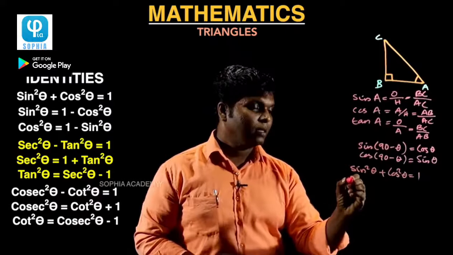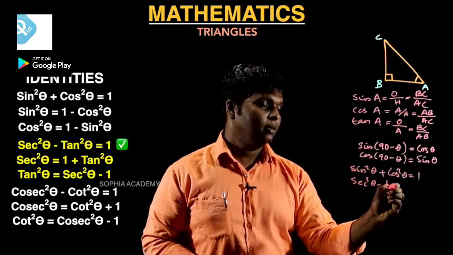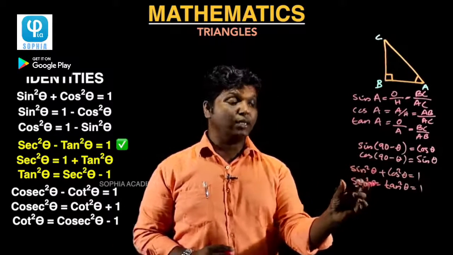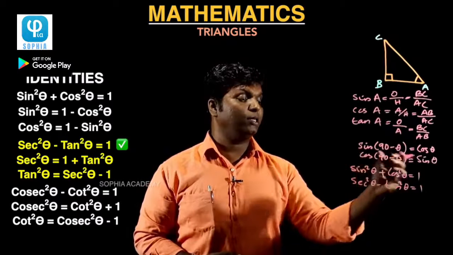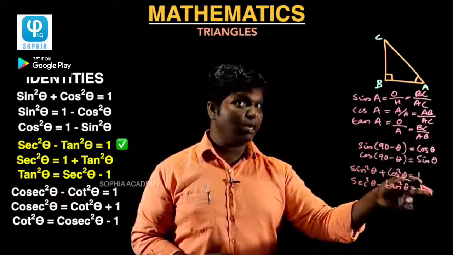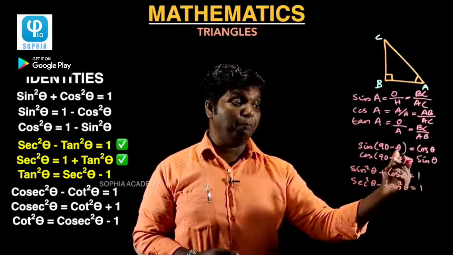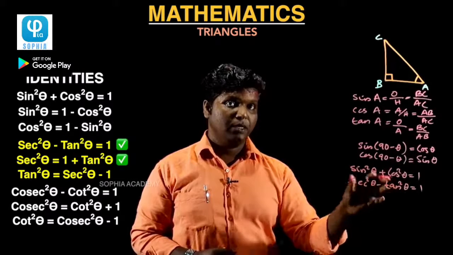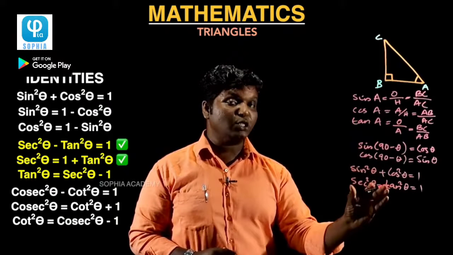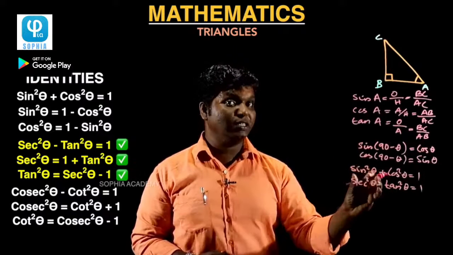Next one is sec square theta minus tan square theta is equal to 1. From this one, what is sec square theta? Just imagine that you are taking this tan square theta to that side. What will it become? 1 plus tan square theta, because it was minus. So you can say sec square theta is equal to 1 plus tan square theta. Then the third one, tan square theta. If you take the 1 to this side, tan square theta is equal to sec square theta minus 1.